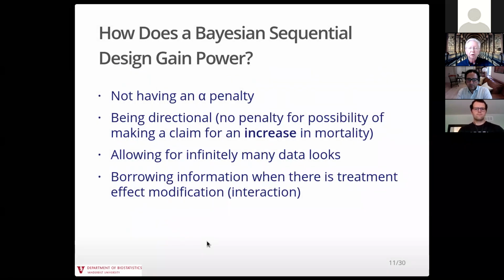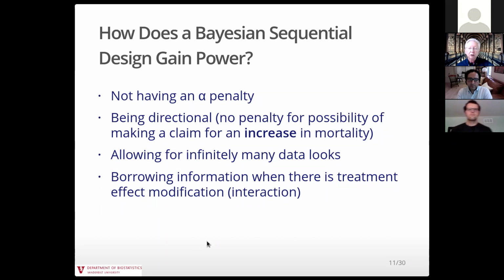So Bayesian sequential designs can gain power because of not having the alpha penalty and being directional. When you do a two-tailed p-value, you have a multiplicity adjustment because you might conceivably find a mortality increase. Say you want approval for a treatment to be used in combat against the enemy, a way to kill the enemy. The treatment is so bad, and you want confidence that it wasn't just noise. So if you really think you might want to claim an increase in mortality, it makes sense to use a two-tailed test, which protects you in both directions.